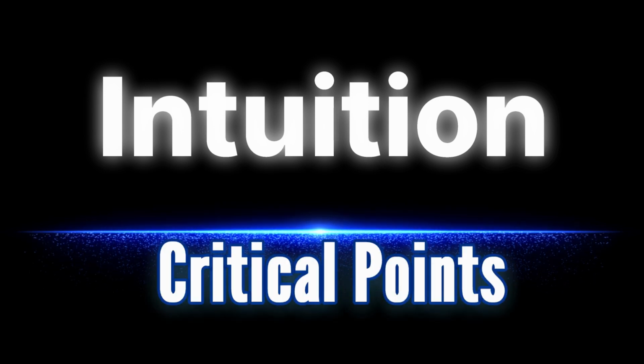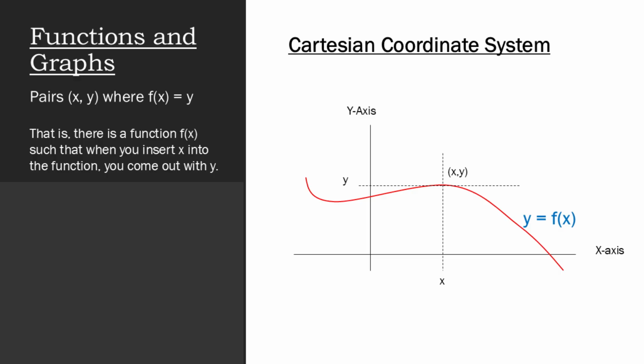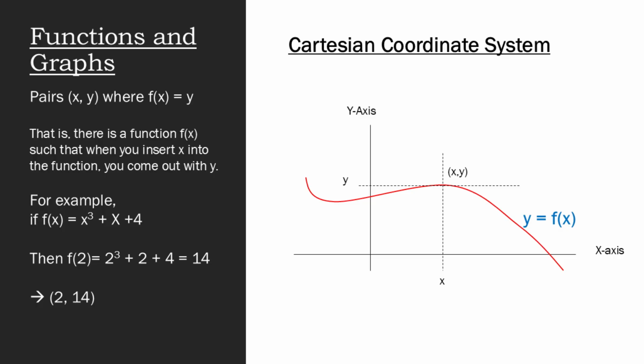But in order for us to understand the intuition behind that, we need to take a look at this whole idea of critical points. For that, let's review the Cartesian coordinate system. Here's a graph of f of x, and they're really just pairs x, y, where f of x is equal to y. That is, there's a function f of x such that when you insert x into the function, you come out with y. For example, if f of x equals x cubed plus x plus 4, then f of 2 is equal to 2 cubed plus 2 plus 4 is equal to 14, and therefore we have this pair 2, 14. So you can think of this colored graph over here as all the points of the pairs x, f of x.